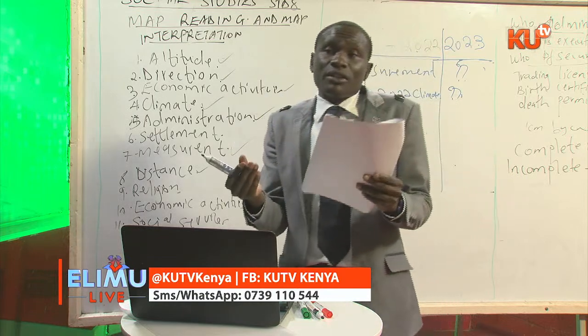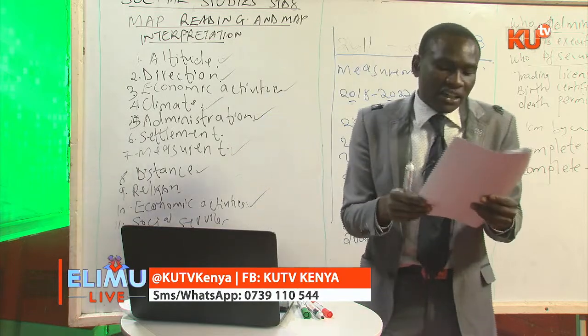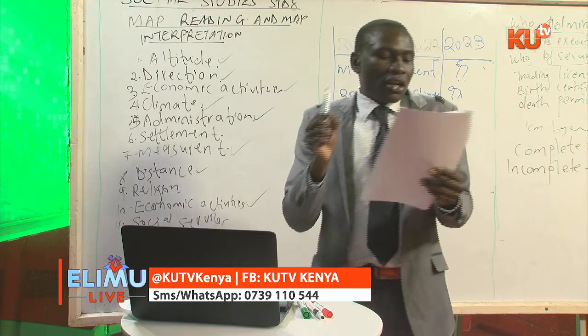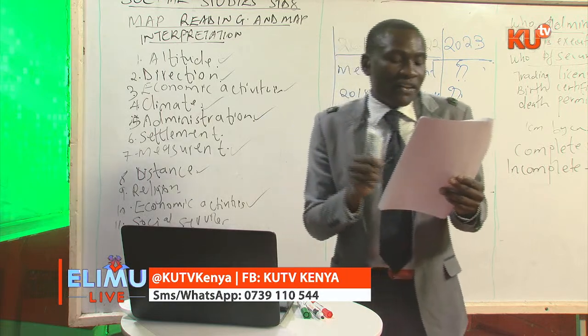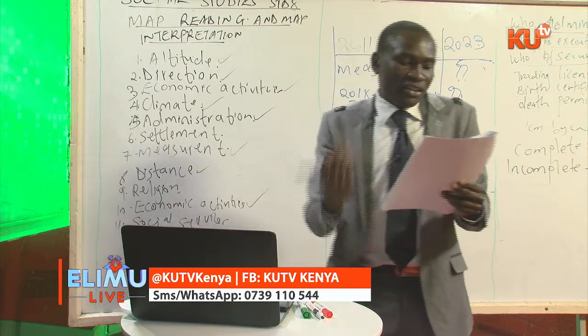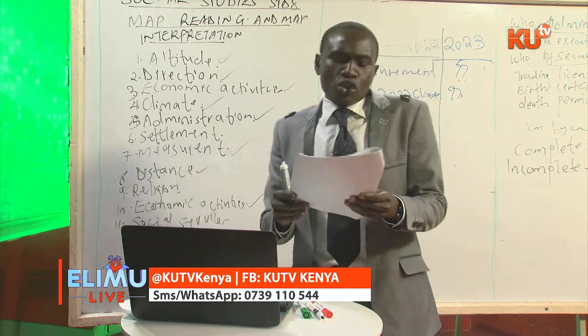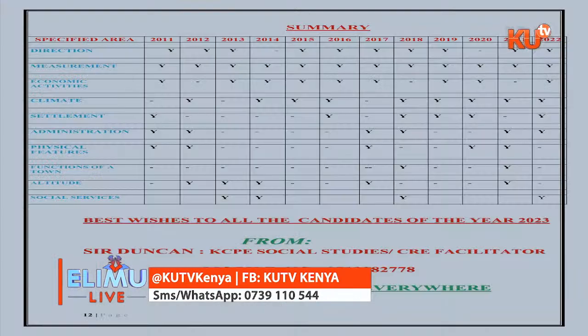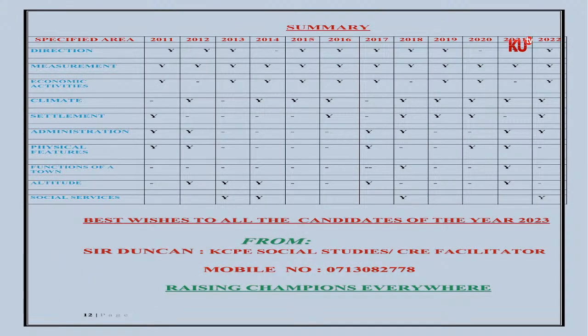Then altitude. Take me there also. Altitude is an area that is most commonly examined. We have 2011, it came 3 years. Then from there, 2 years missed, then like that. Then when it comes to social services, it has only come 4 years. 4 years alone on social services.